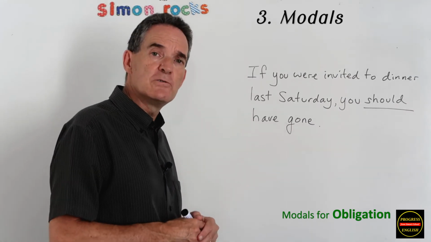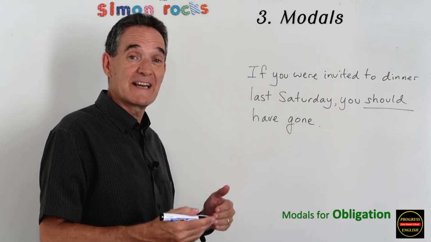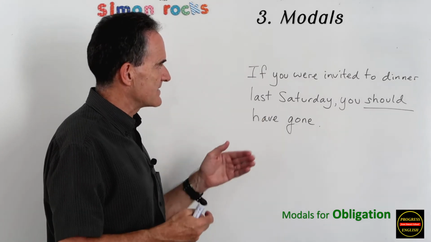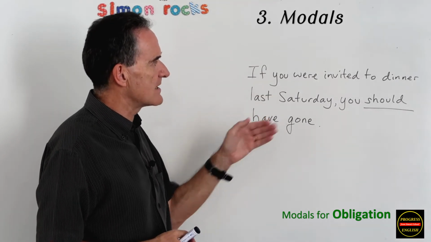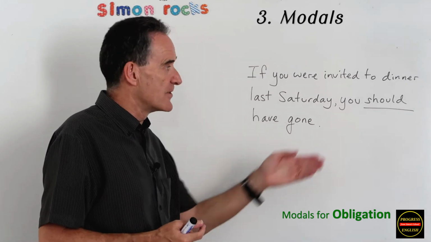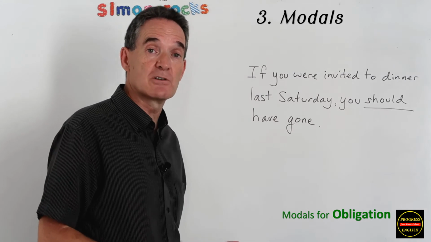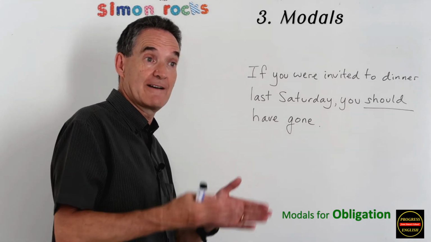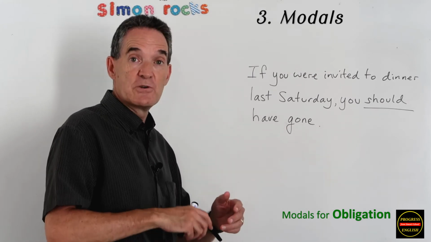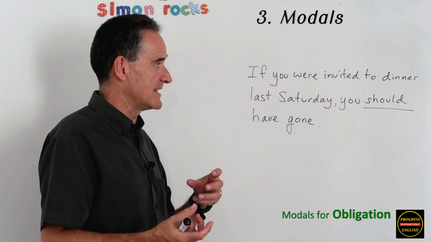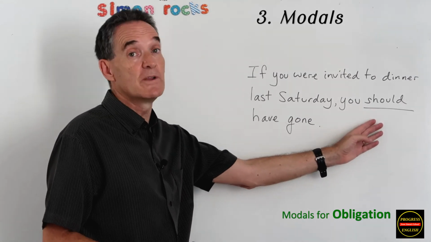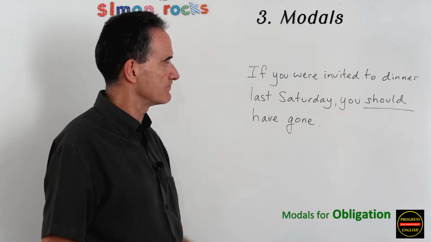You can also use modals to show obligation, or in this case, moral obligation. In this sentence, we have, if you were invited to dinner last Saturday, you should have gone. The should here is expressing moral obligation, that you should have accepted the invitation. Of course, you could add other variations here. You could add possibility instead by substituting should with could or might.